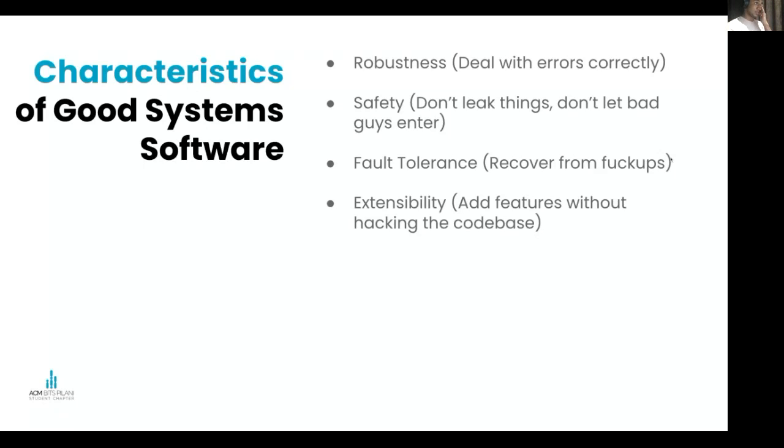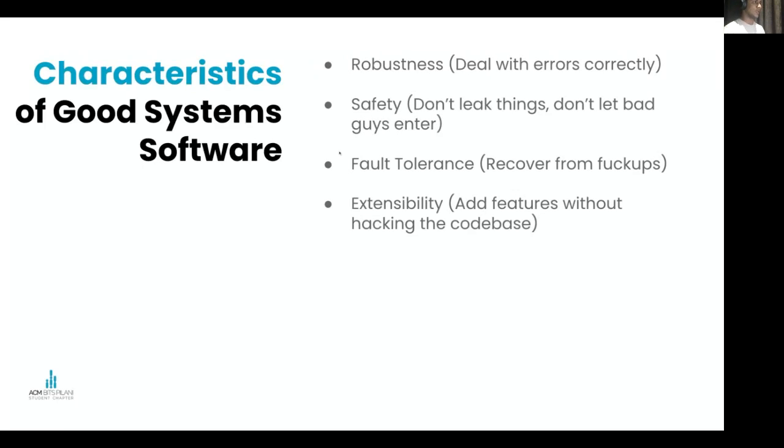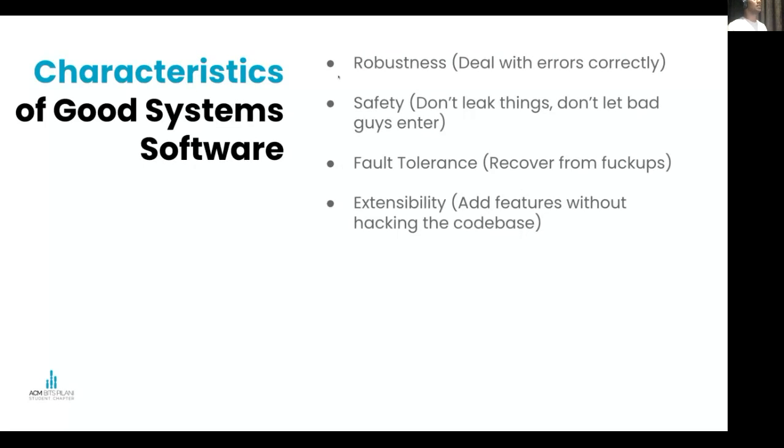The very first thing is robustness. Well, this can be said about a lot of software in general, where software should be robust. Things will not always go according to plan. So when things inevitably do go wrong, how do you handle those failures?